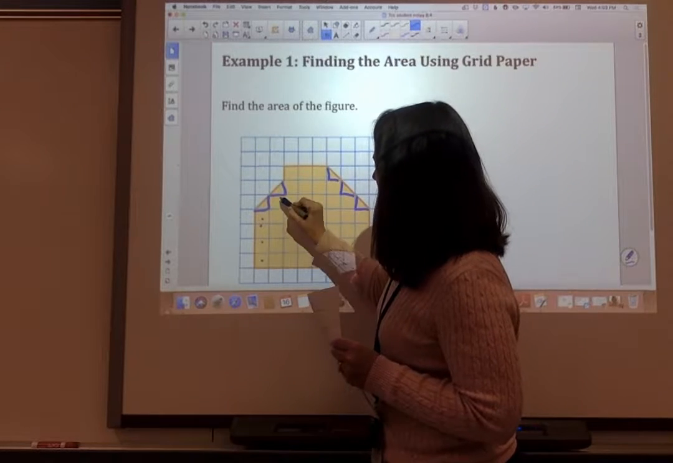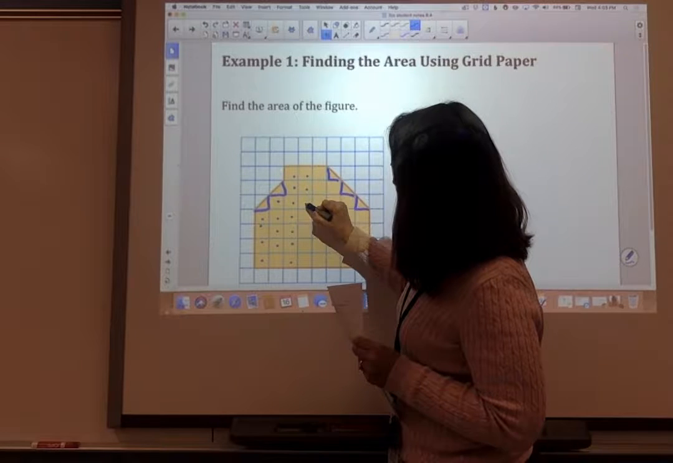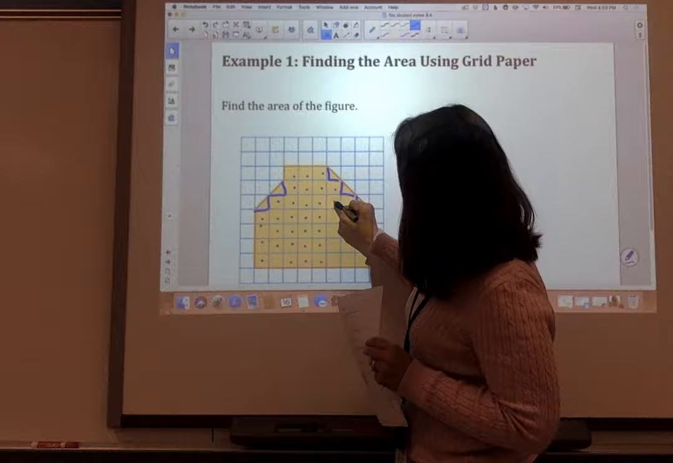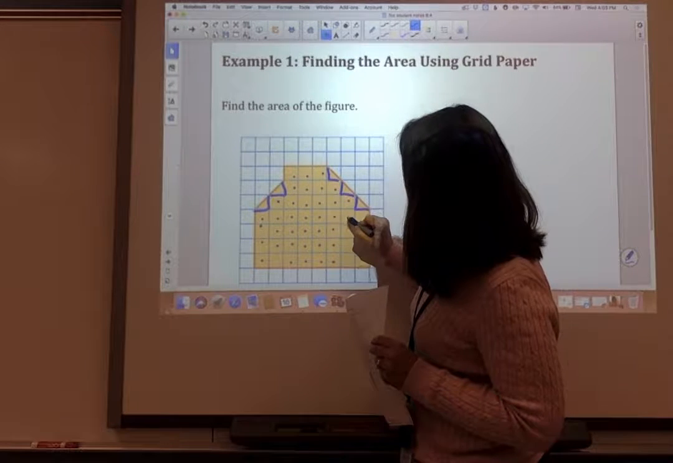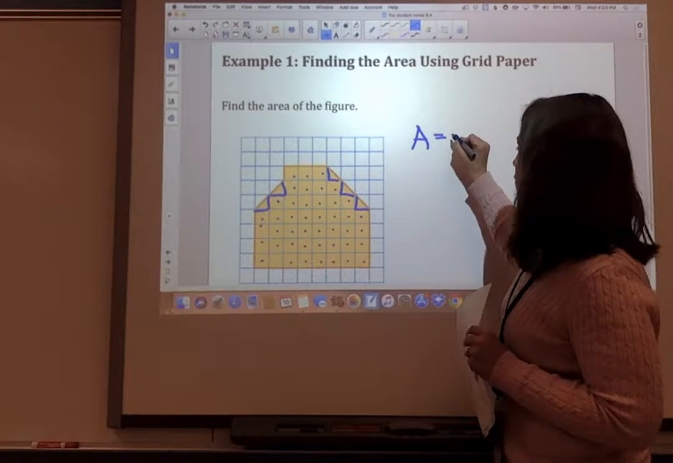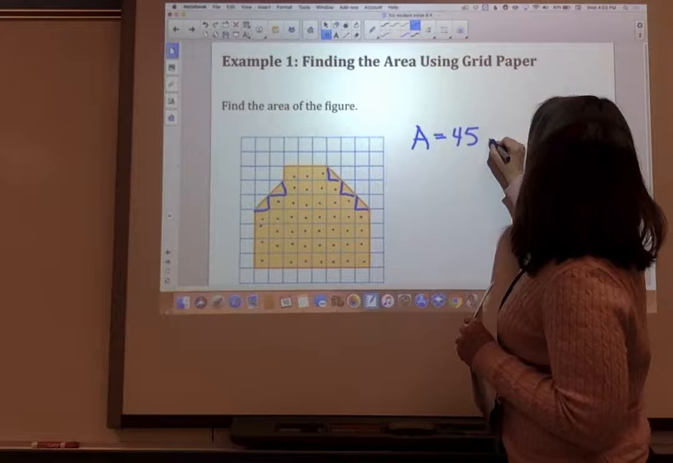1, 2, 3, 4, 5, 6, 7, 8, 9, 10, 11, 12, 13, 14, 15, 16, 17, 18, 19, 20, and so on. Okay, so we have 45 full squares. So that's an area of 45 square units.